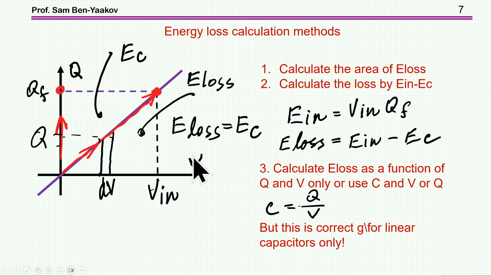Or I can express the losses in terms of Q and V, and for a linear capacitor, using this relationship, I can translate everything to be expressed as a function of the capacitance. So all these are alternative ways, and really there is no advantage of one way or the other, but we are more familiar with actually using the capacitance. But of course, if it is a nonlinear capacitor, then it becomes difficult to use this capacitance parameter. I'll talk about it later on.